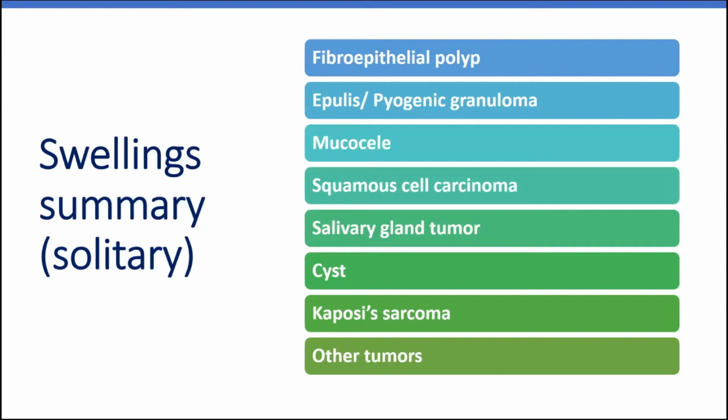But if we look at soft tissues, fibroepithelial polyp, usually followed by epulis, different types of epulides and pyogenic granuloma, and mucocele, they are about the same statistically, followed by squamous cell carcinoma, salivary gland tumors, cysts, again, not related to teeth necessarily, Kaposi sarcoma, and other tumors like hemangiomas, lipomas, and things like that. So if you want to keep something short in mind, keep this table for differential diagnosis of swelling. And again, never forget to mention possible dental origin.